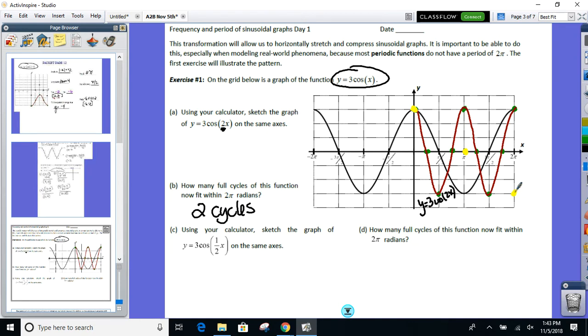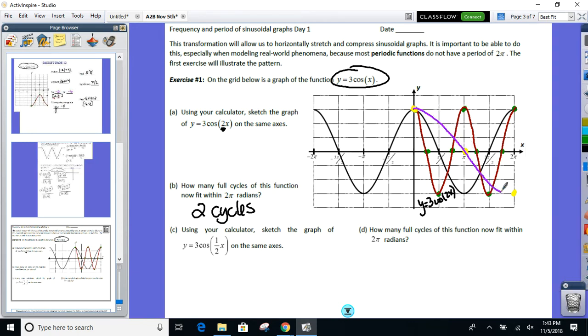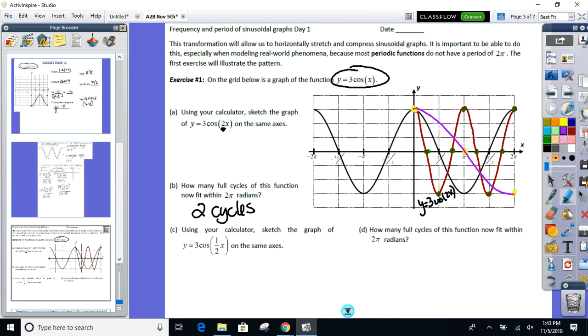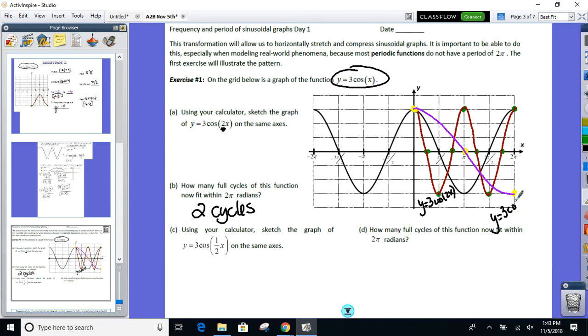No, it is not a line. It is a cosine curve. It's not a line. Don't use a straight edge. It's a curve. Grab your other colored pencil that you have not used from your partner and graph in the curve. And make sure you label it y equals 3 cosine 1/2 x.